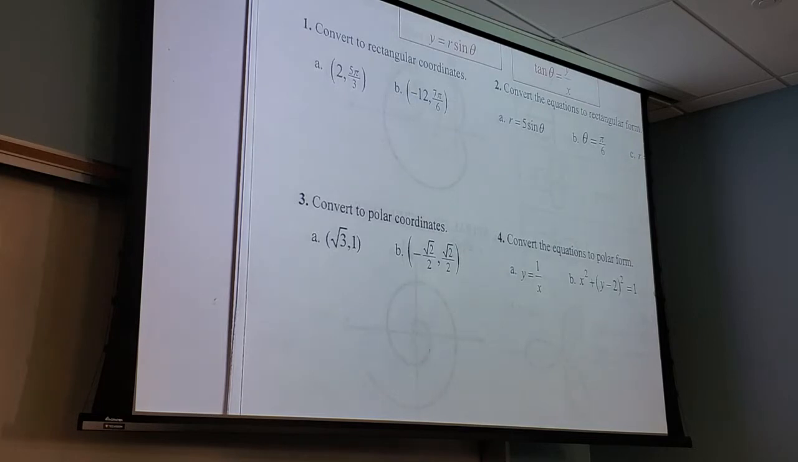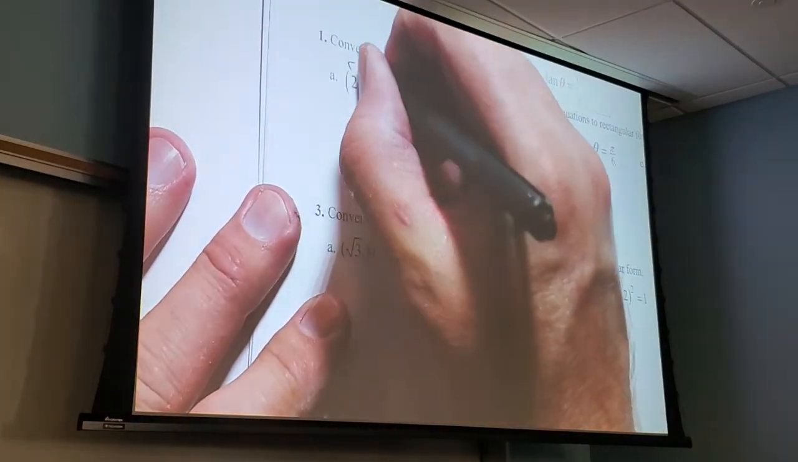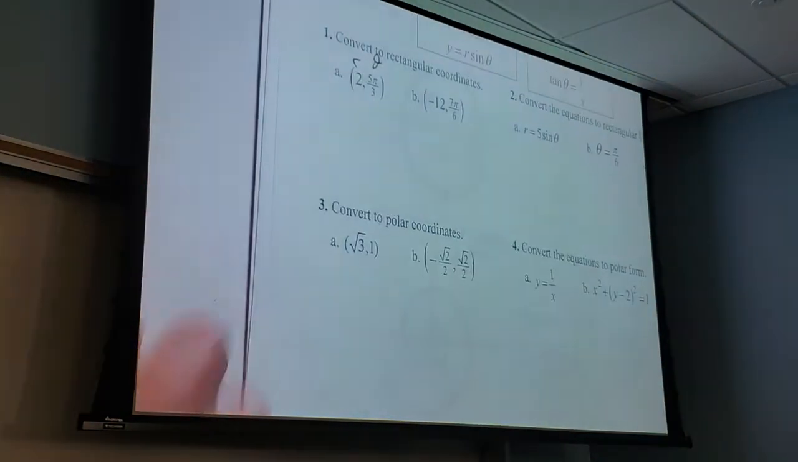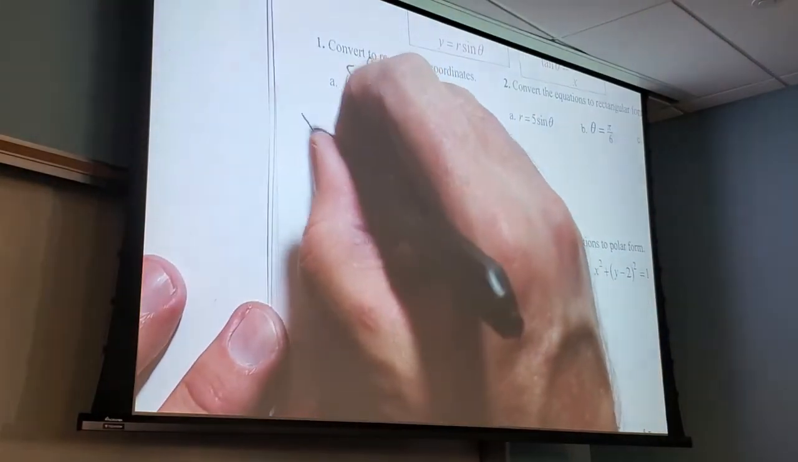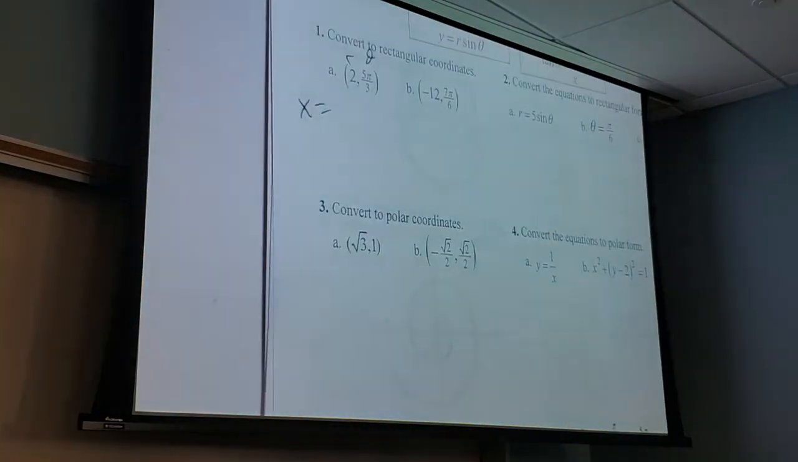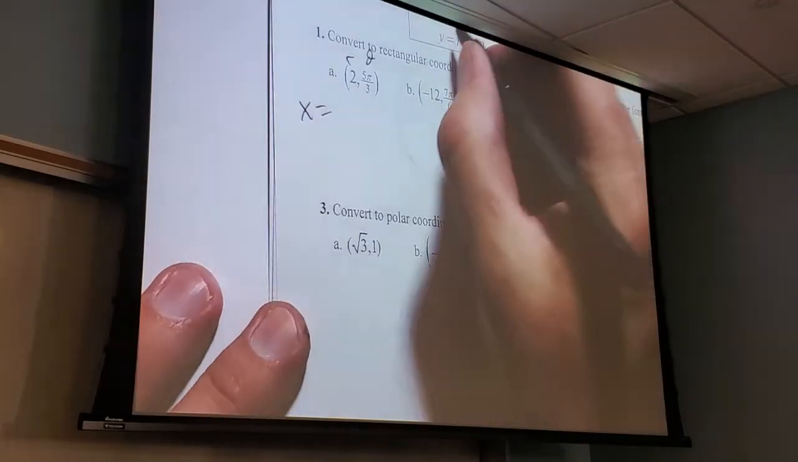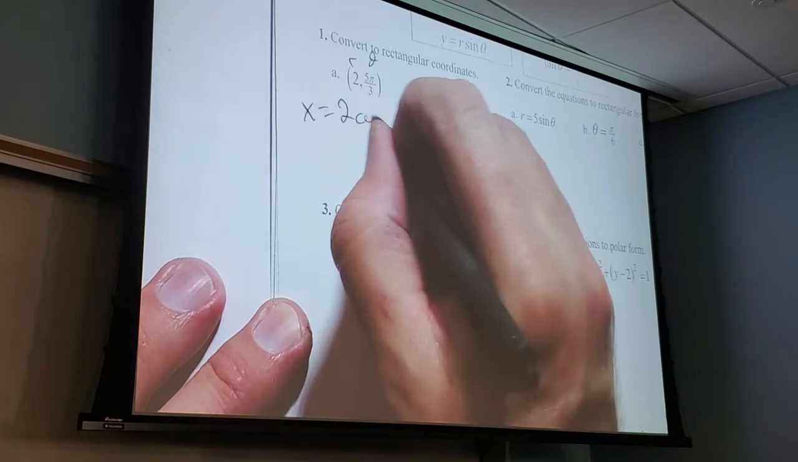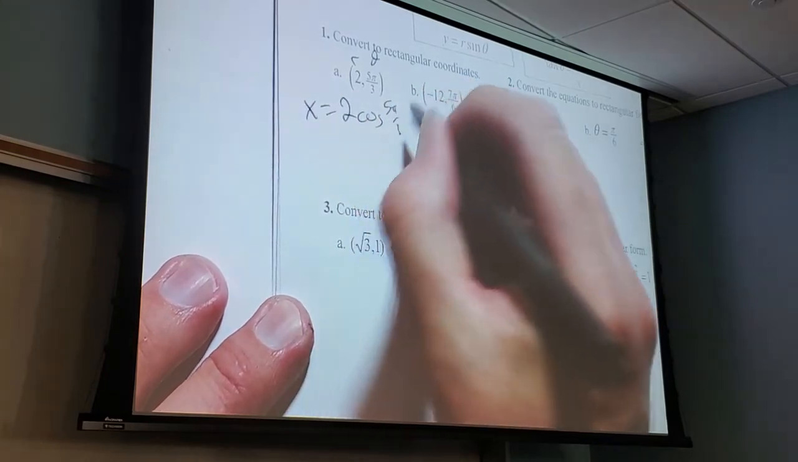So can anyone tell me what r is? 2. And what's theta? 5 pi over 3. I love it. So what's x going to be? How would I get x? I want to convert to rectangular, which means xy. Yeah, x is r cosine theta, so it'll be 2 cosine 5 pi over 3.